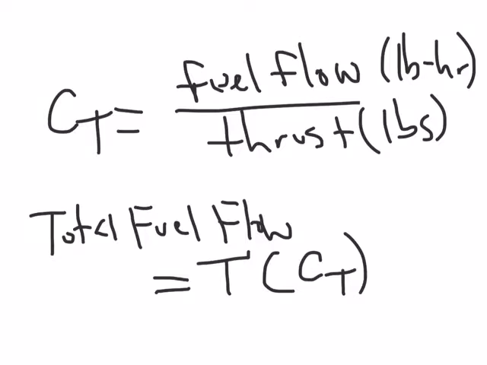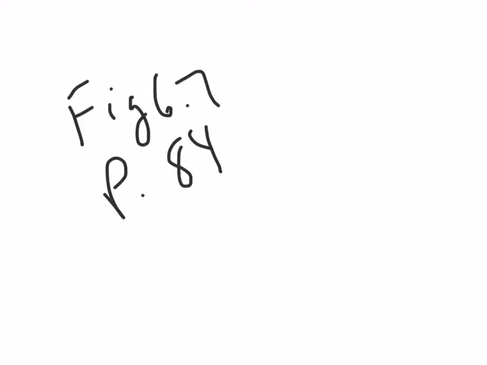Let me see here if there's anything else that was important I wanted to point out. Figure 6.7 on page 84 shows you fuel flow versus altitude. So you can see fuel flow decreases, right, with altitude. And then you can see the temperature plot as well.